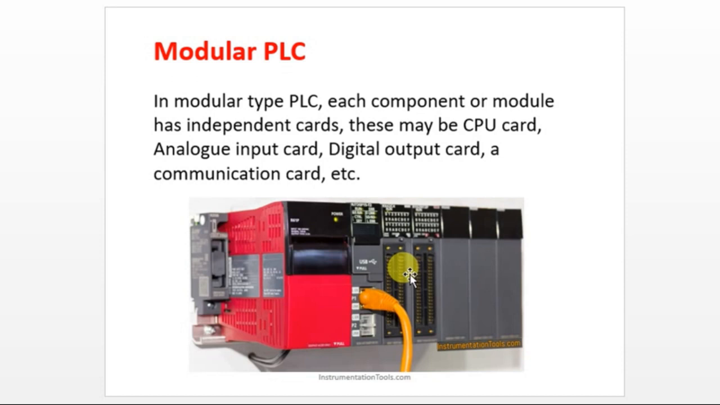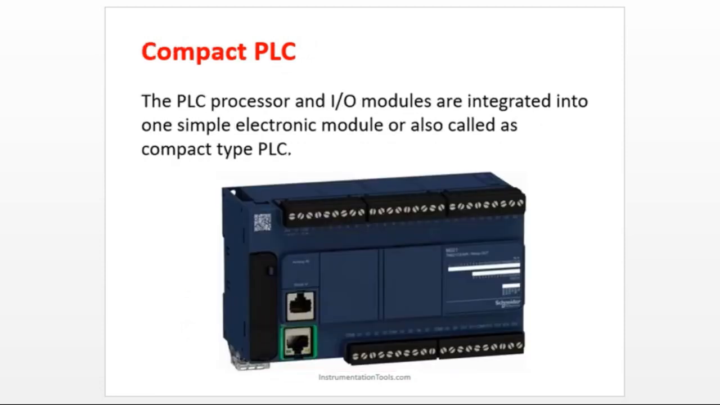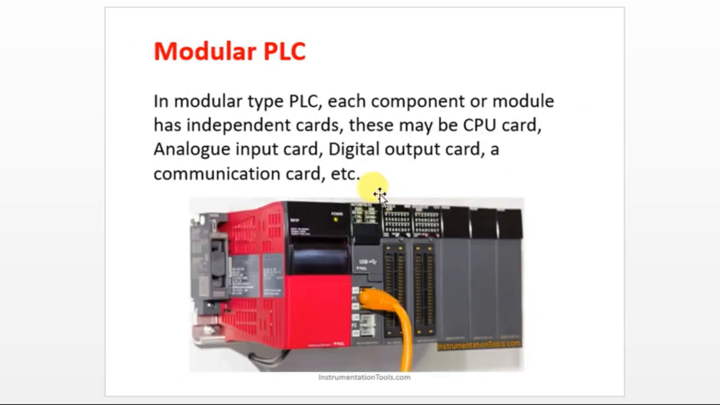In contrast to that, you have a modular type PLC, where the CPU is a different module, IO modules are different modules, and the power supply is a different module. All are plug-in type. There will be a rack or back plane. You need to plug in your CPU first, and after that, you can add the power supply module, communication module and IO module. You can plug in and plug out whatever you want and don't want. That is a modular type PLC.